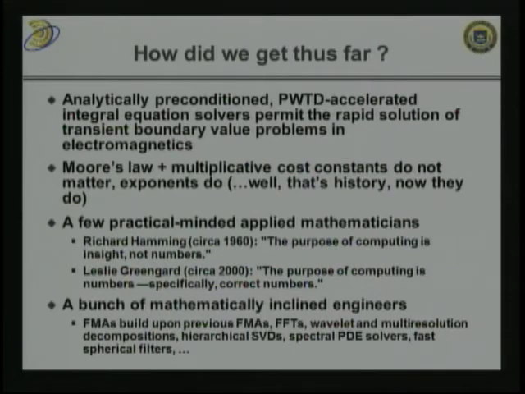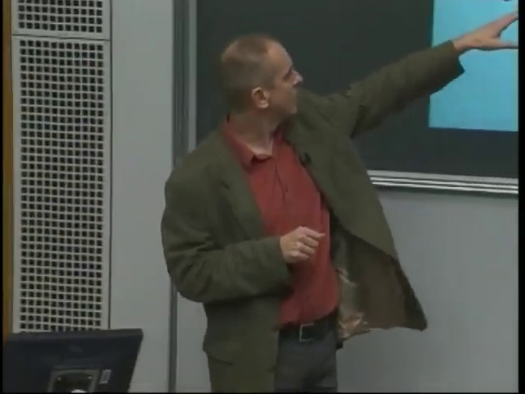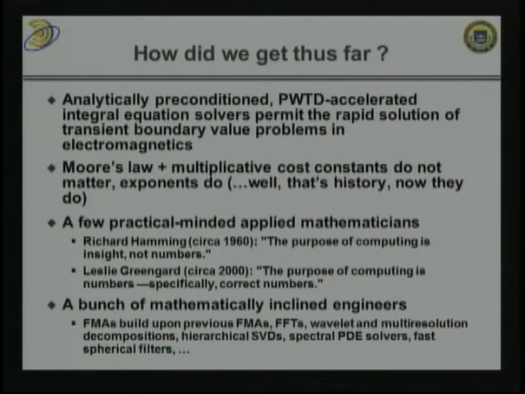Perhaps associated with that, there was also a change in mindset amongst applied mathematicians that took place about 40 years ago. The prevailing thought amongst mathematicians was that the purpose of computing is insight, not numbers. People were not going after highly accurate solvers. This day and age, no more. Leslie Greengard is well known to have said the purpose of computing is numbers, and specifically correct numbers. So these days we go after digits.